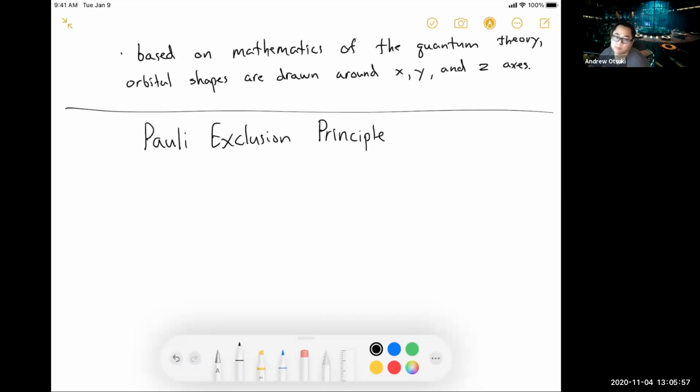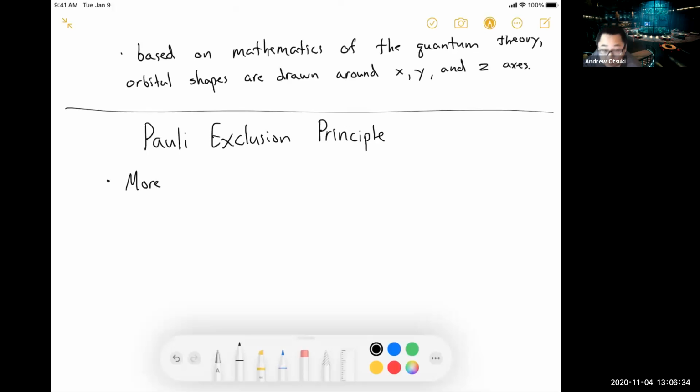So the Pauli exclusion principle says that more than two electrons cannot occupy the same orbital. What that means is that an orbital has to be occupied by either one electron, no electrons, or two electrons, and no other occupancy is possible. That is the nature of the electron and the orbitals. So that is the Pauli exclusion principle. So let's go over that.